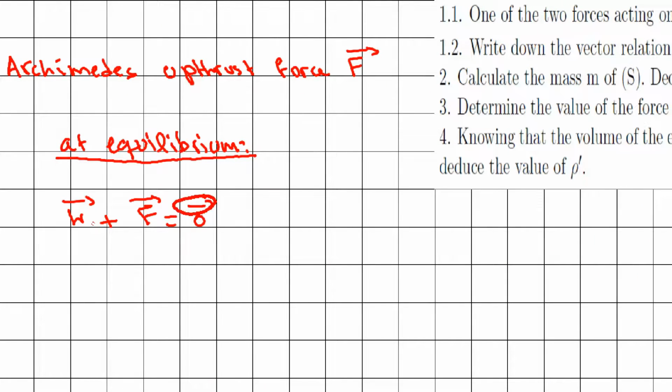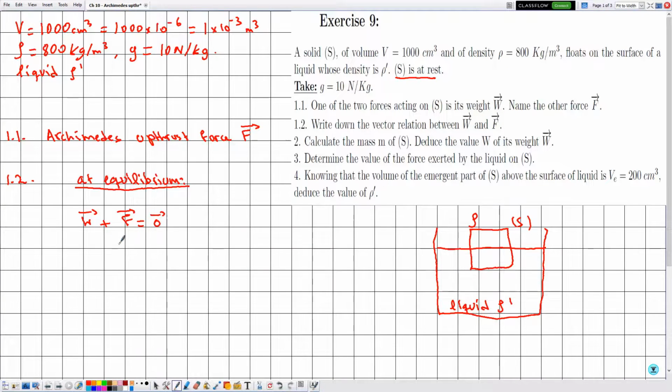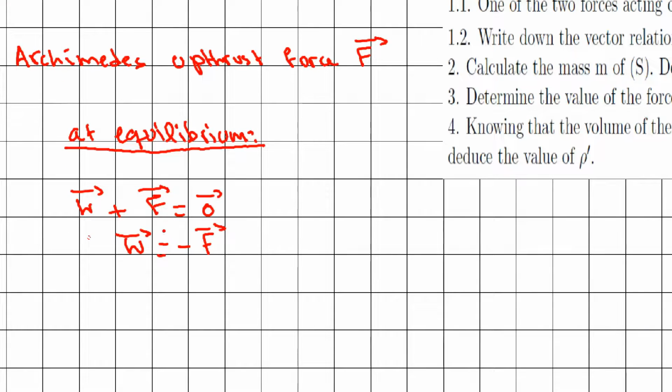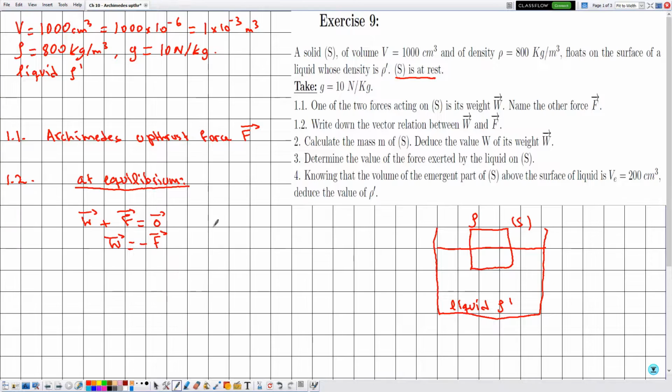And here we don't forget the vector over the 0. Now moving F to the right hand side, we have that the W vector is equal to minus F vector. The first equation tells us that the effects of both forces acting on the solid S cancel each other, whereas the second equation tells us that both forces have the same line of action, opposite direction, and same magnitude. So whenever we know the magnitude of one force, we can determine the magnitude of the other.